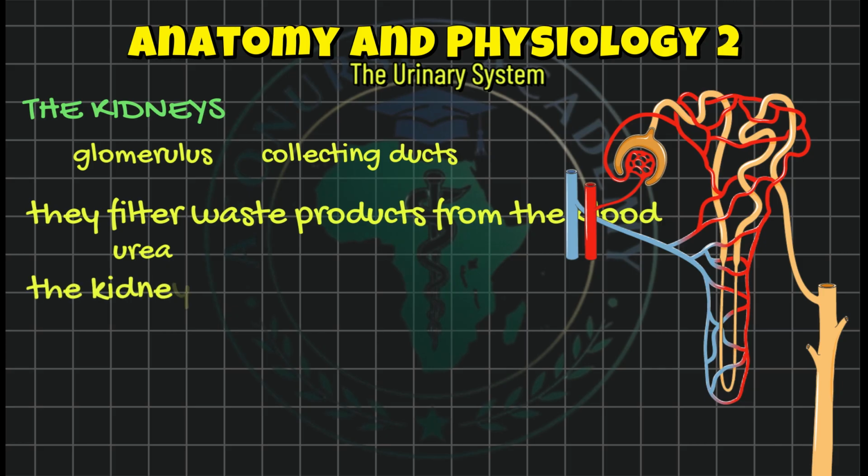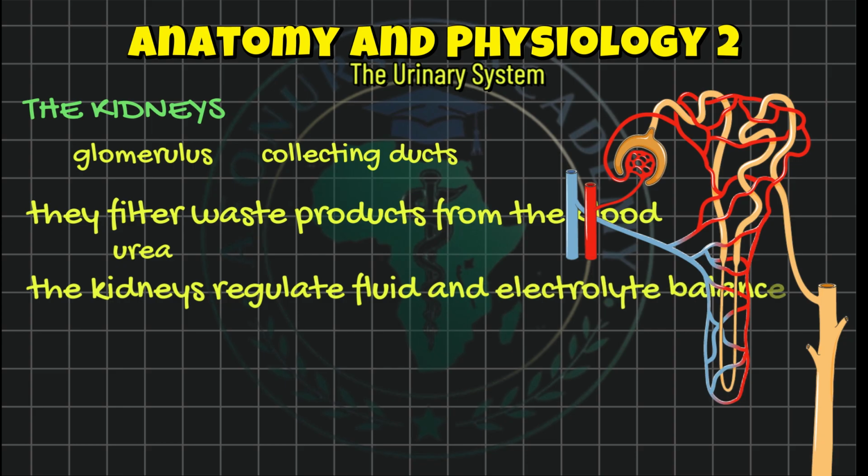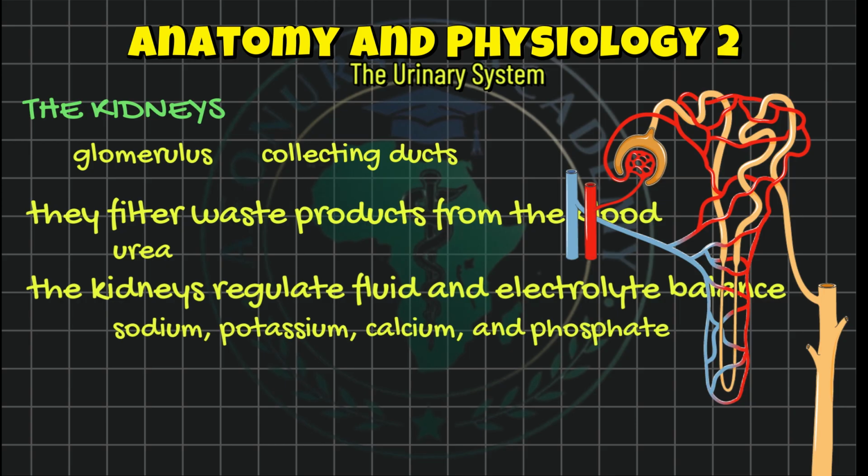Second, the kidneys regulate fluid and electrolyte balance. They control how much water you retain or lose, and they balance electrolytes like sodium, potassium, calcium, and phosphate.